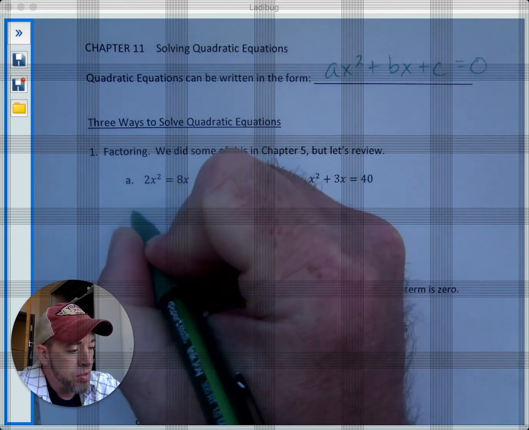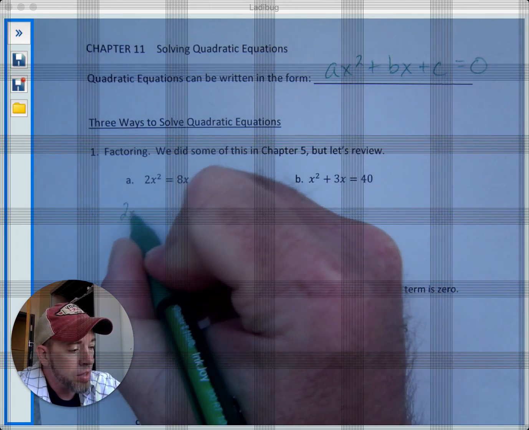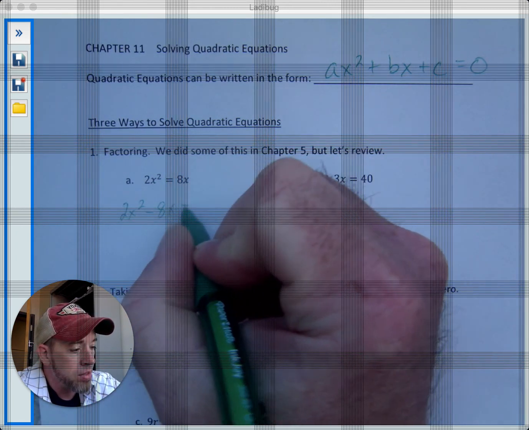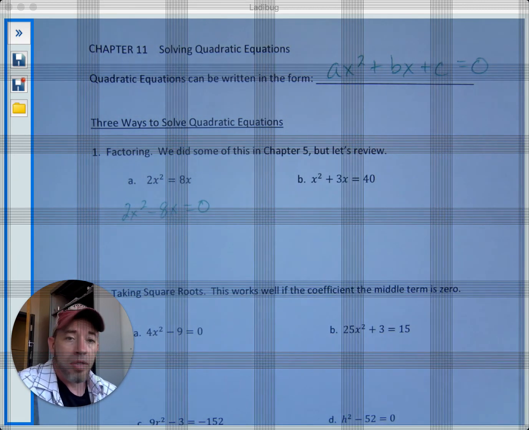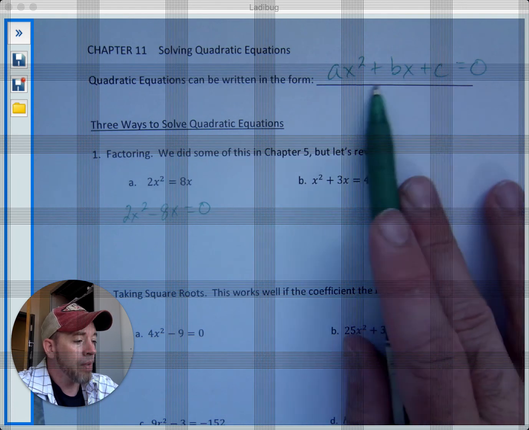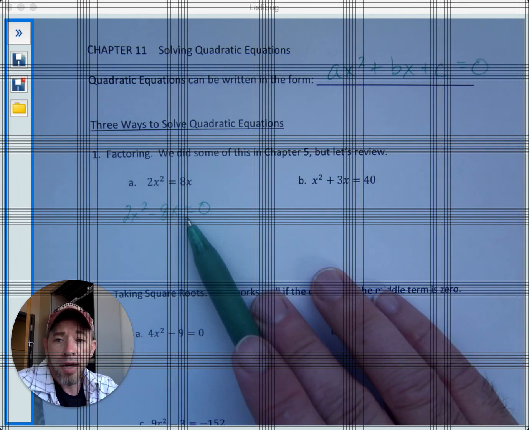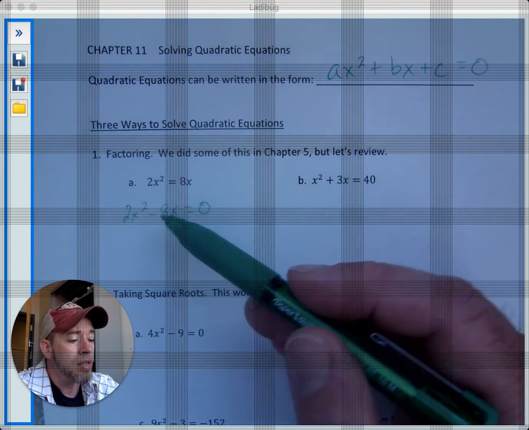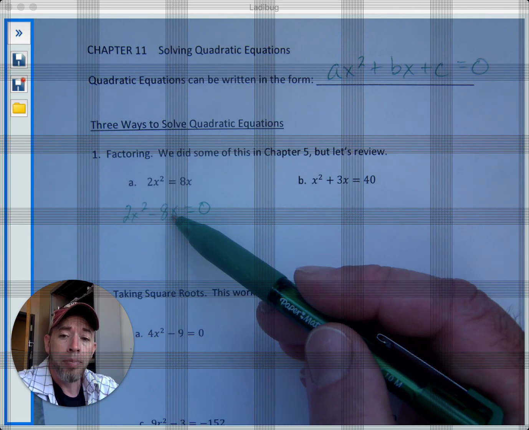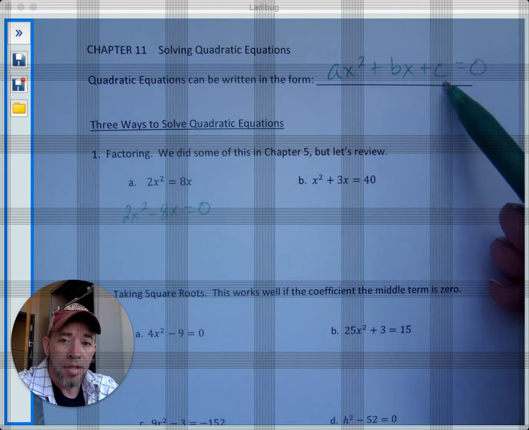So here we have 2x squared equals 8x. I'm going to move everything to the left, and 2x squared minus 8x equals 0. So notice, if you look at this equation and the general quadratic form, you might notice that there's not a constant term here. And that's okay. If there's not a constant term, it's still a quadratic equation because we could write this as 2x squared minus 8x plus 0 equals 0. So your c value in this case is actually 0.